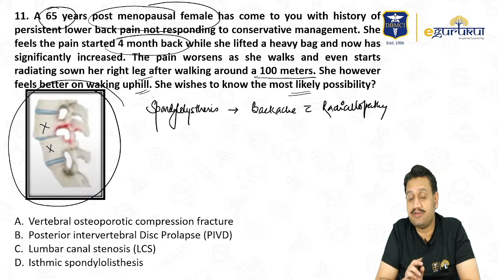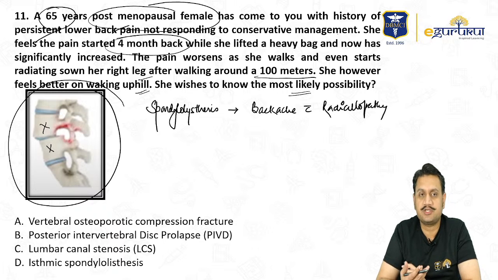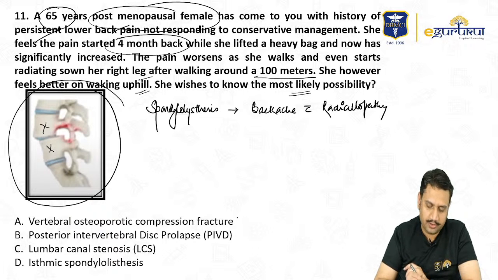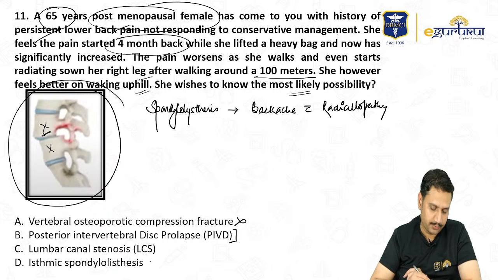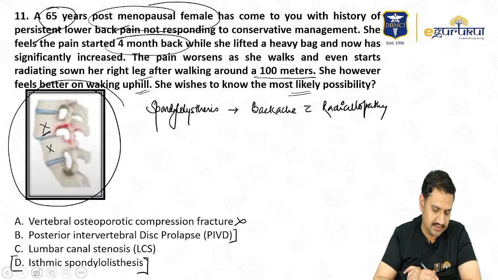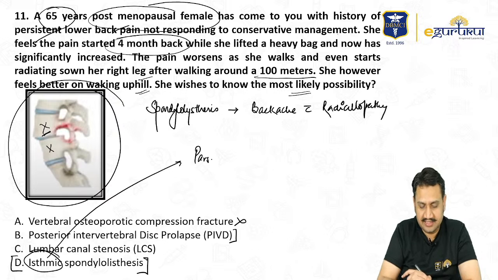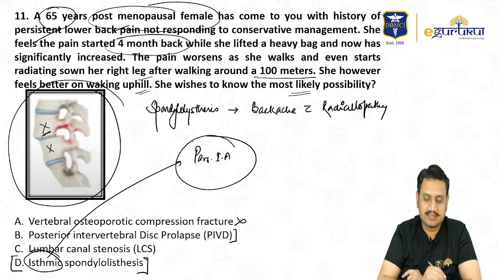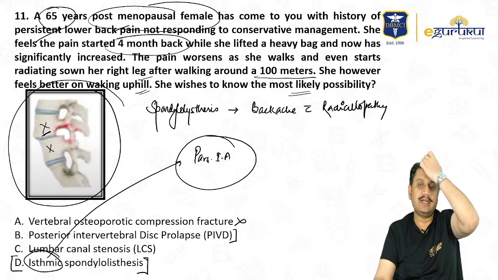Now they are trying to deviate our attention by saying that she's an old lady, postmenopausal. They want to put your attention towards osteoporosis. But the picture is showing you the slip of the vertebra, so we know that a vertebral osteoporotic compression fracture is not there. PIVD is a possibility, yes, but that disc will not be related to this slip of the vertebra. So basically it is isthmic spondylolisthesis. When you say isthmic, the defect is at the pars interarticularis area, right?